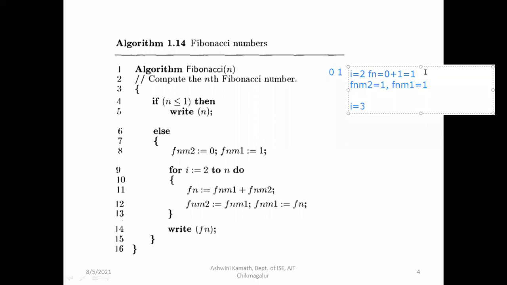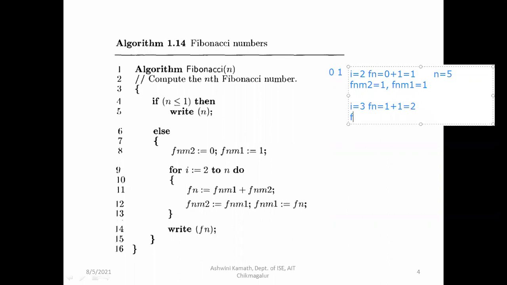Consider the n value as 5, so the fifth Fibonacci number we want. Now again, i is equal to 3, and 3 is less than or equal to 5. So what happens here? It will enter into the loop and calculate the new value of Fn. Fn is equal to Fnm1 plus Fnm2. What is Fnm1? It is 1. What is Fnm2? It is also 1, which gives 2. This is the new value of Fn.